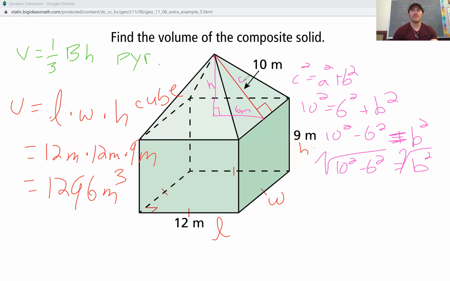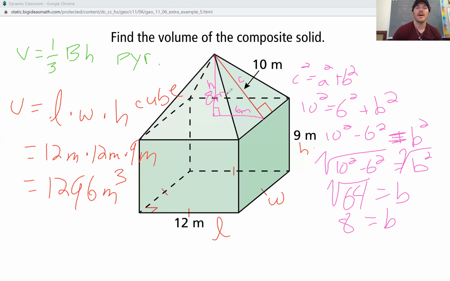Wait, I'm sorry, we're not adding them together. We're subtracting them. My bad. Subtraction. 100 minus 36 is 64. Aha! And the square root of 64 equals 8. Okay, so that is going to be our height right here, okay? So this is going to be 8 meters.